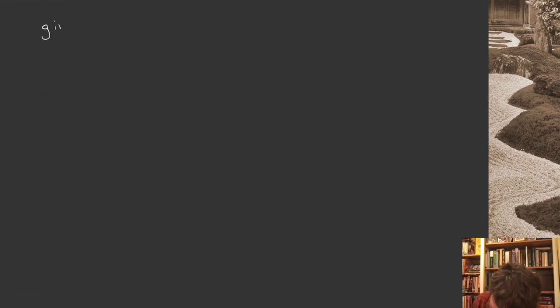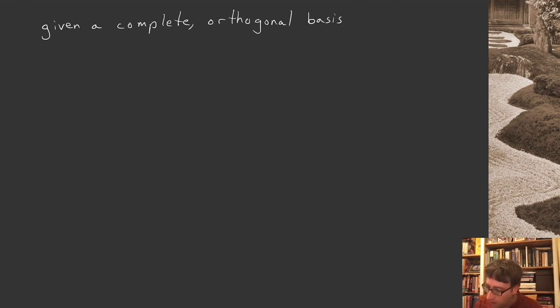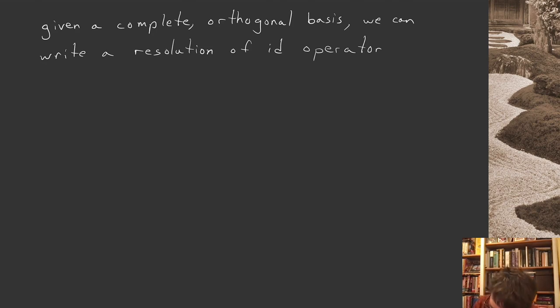Okay, so now, given a complete and orthogonal basis, I can write a decomposition of the identity. Let's think a little bit about how this works in a quantum mechanics context. There, you might have some identity operator in a Hilbert space, and you have a bunch of states which form a complete basis.